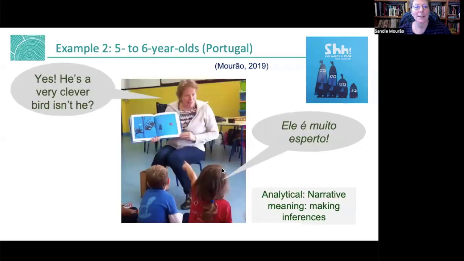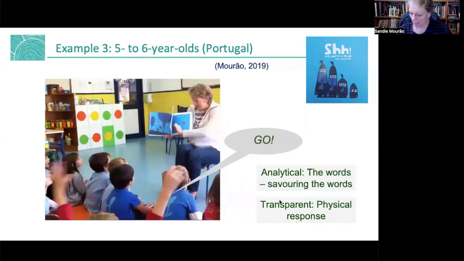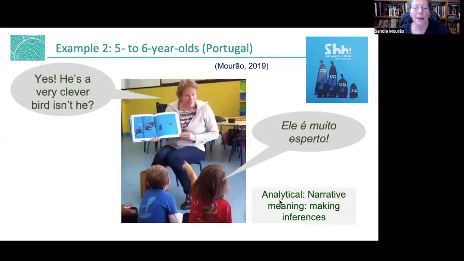Very nice. Then this is another example from the same group of children. And this little girl, whoops, a daisy, sorry about that. There we go. This little girl is pointing to the bird in the picture book, and she's saying in Portuguese, "Ele é muito esperto." And so I rephrase what she says into English, and I say, "Yes, he's a very clever bird, isn't he?"